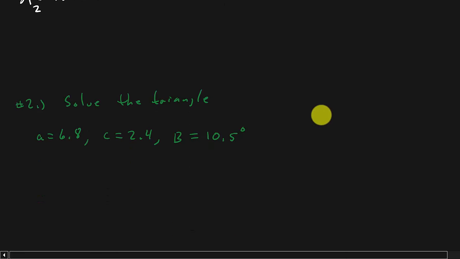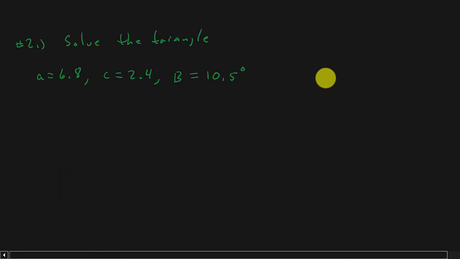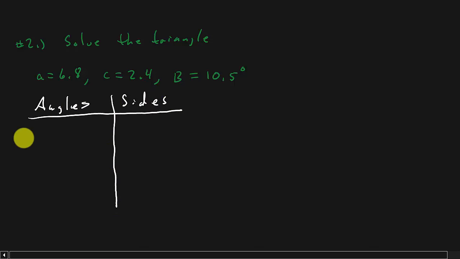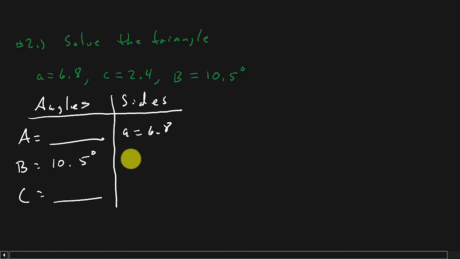All right, now let's look at this one. Let's solve this. So once again, I'm going to make up a table. We've got angles and sides. So angle A, we don't know. Angle B is 10.5 degrees. Angle C, we don't know. Side A is 6.8. Side B, we don't know. And side C is 2.4.